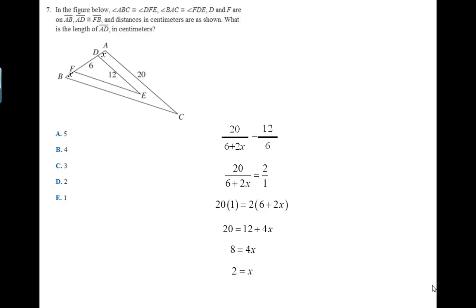Before we celebrate that that's an answer, let's make sure that we're answering the question asked. What is the question? Find AD. So it is x. X equals 2.